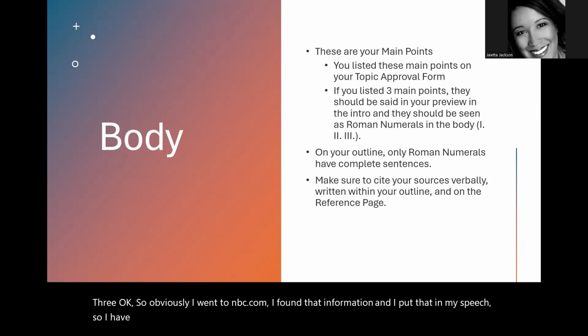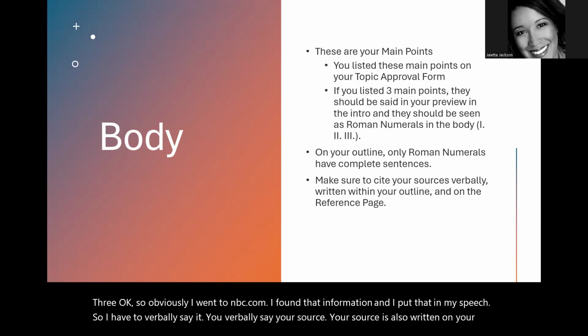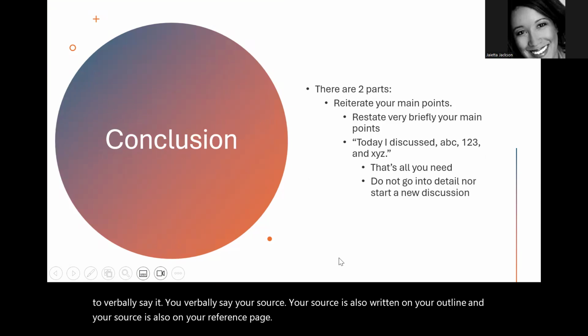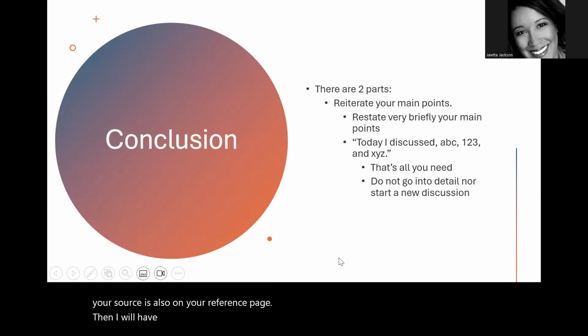So I have to verbally say it. You verbally say your source. Your source is also written on your outline, and your source is also on your reference page. Then I will have my transitions within my speech, and then I will transition into the conclusion.